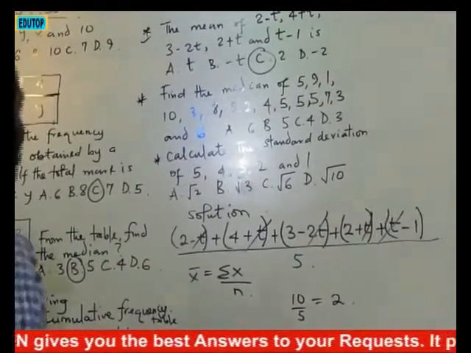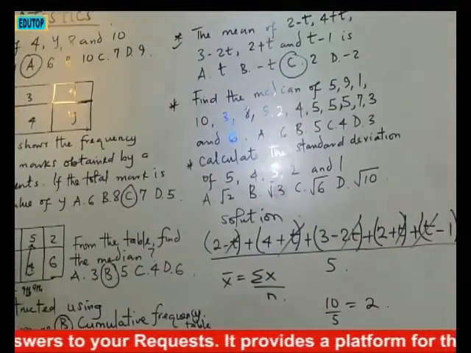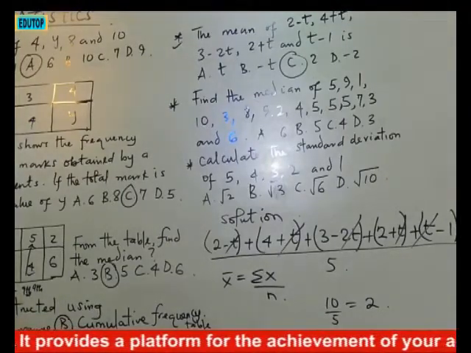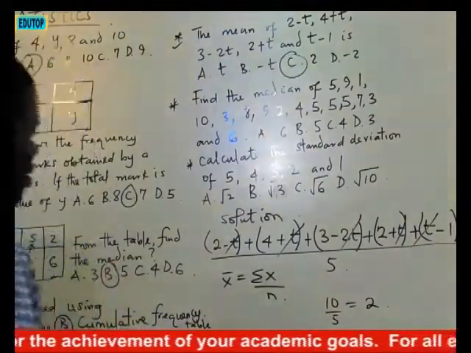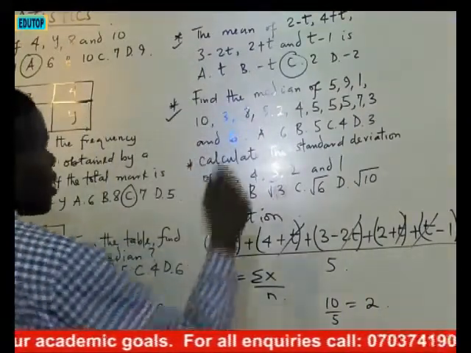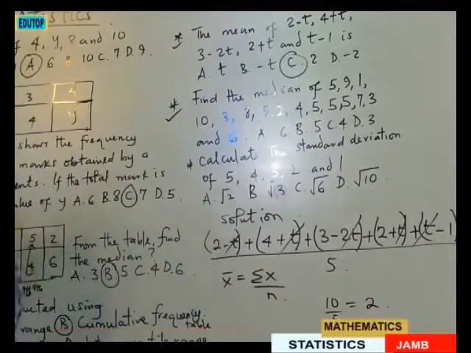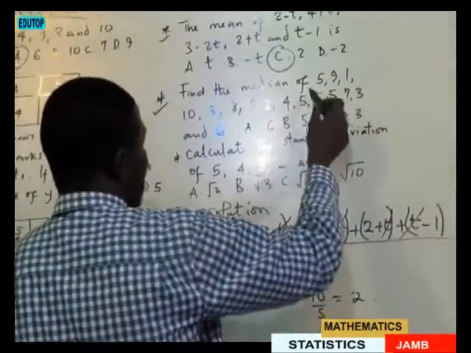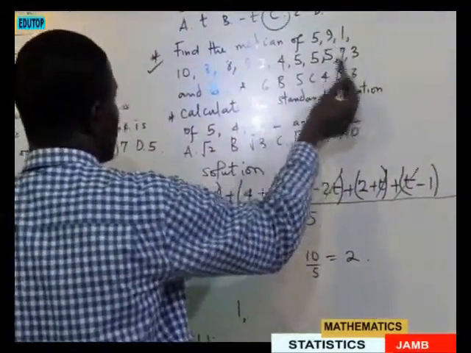Then the next question. Find the median of this set of numbers. In this situation, it's a trap. The first thing we need to do is to arrange in order of magnitude, either ascending or descending order. Ascending order means from the lowest to the highest. We have 1. How many 1 do we have? I think we have only 1. Then let's count the numbers: 1, 2, 3, 4, 5, 6, 7, 8, 9, 10, 11, 12, 13, 14, 15.